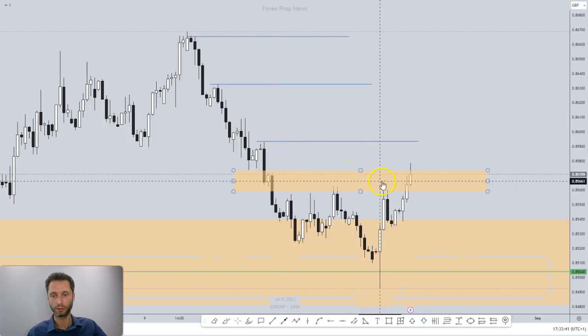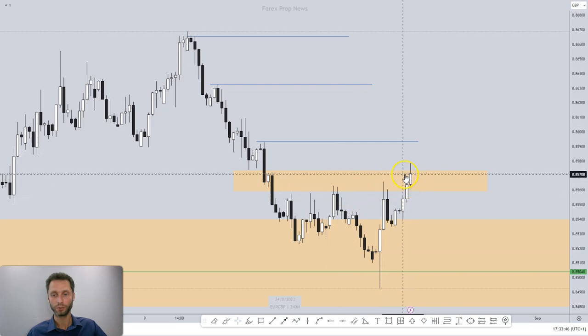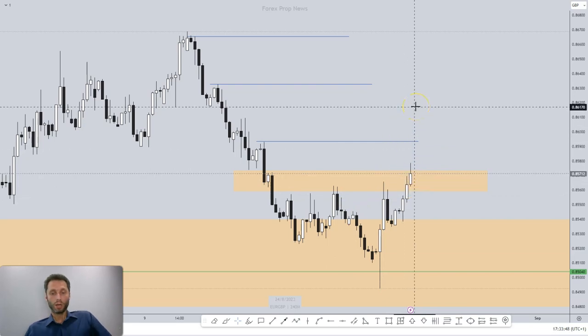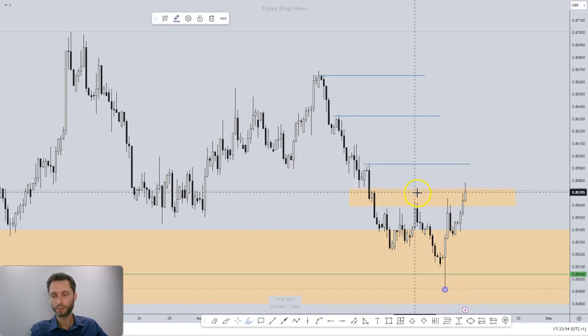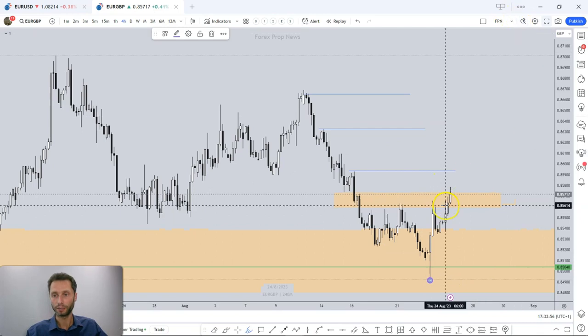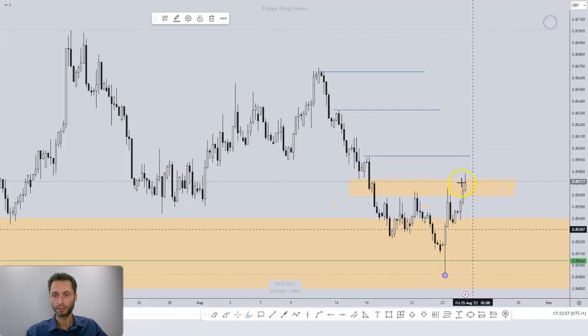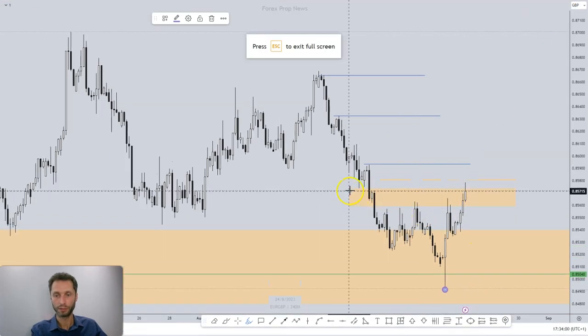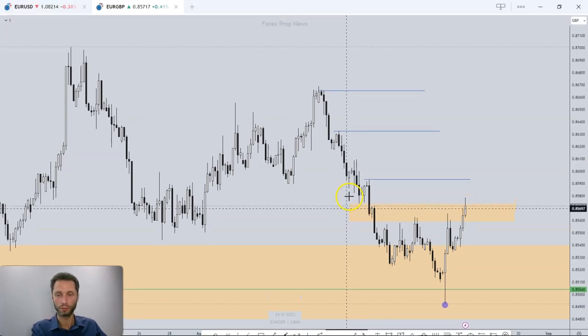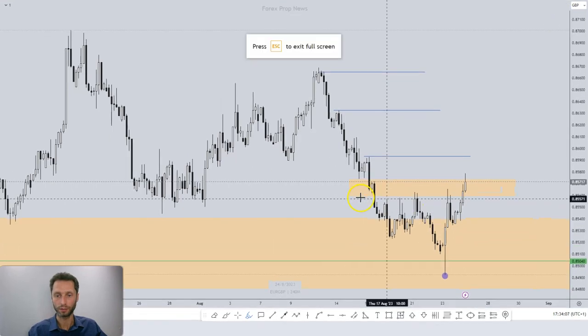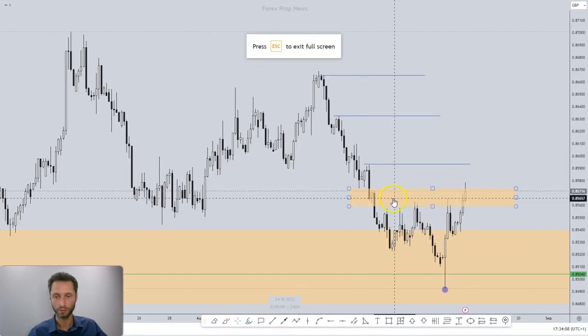And let's see, here it is, 4 hour. We have made a new high here and another new high today. What does that mean? Well, that means that this could possibly be the reversal point. And if I just place, let me show you what I'm looking at here. Okay, let's just do this.